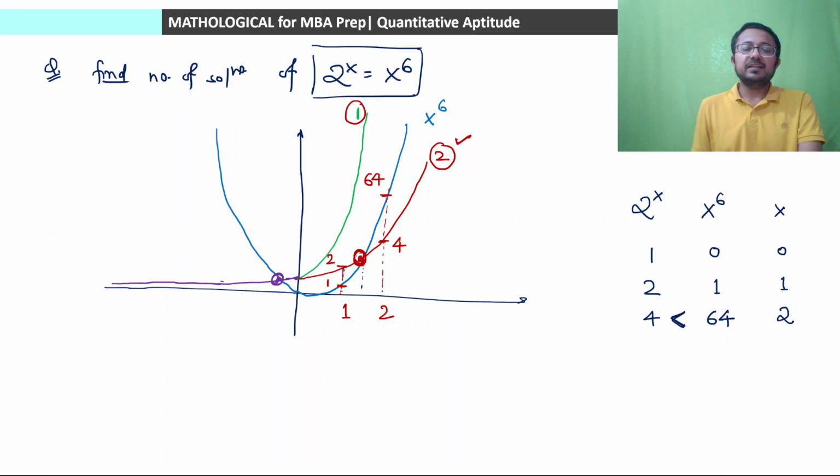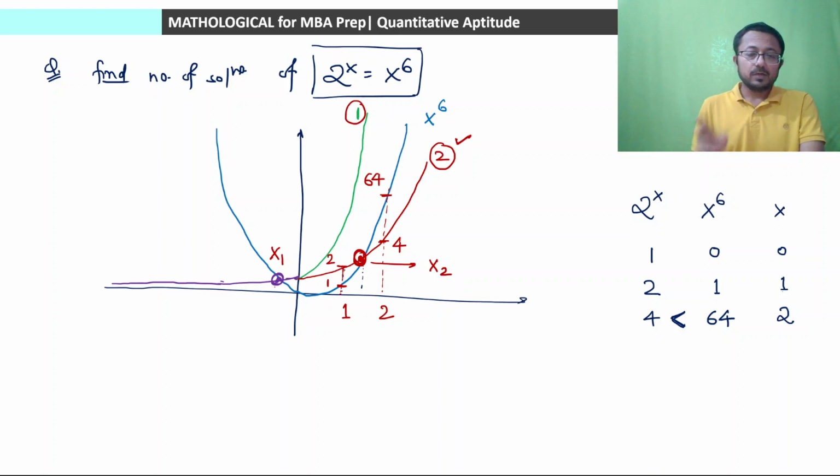There must be another intersection point between 1 and 2. So let us say this is our first intersection point, x1. This will be our second intersection point, let us say x2. So we are now sure that there are two intersection points for sure. But are we definitely sure that there are only two intersection points and not more?